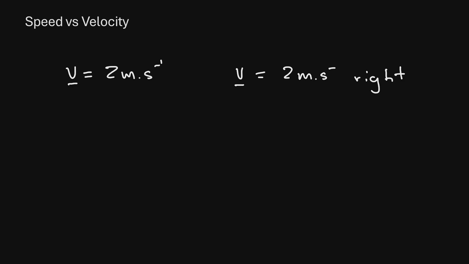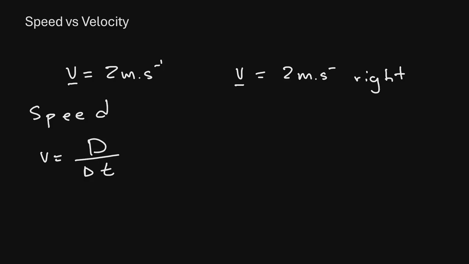So the major difference is that speed is a scalar quantity, and velocity is a vector quantity because it has both magnitude and direction. Let's try to define what speed is. A speed simply means how fast we are covering distance, or how fast the object is moving. That will be the speed. And the speed is given as the total distance over the change in time.